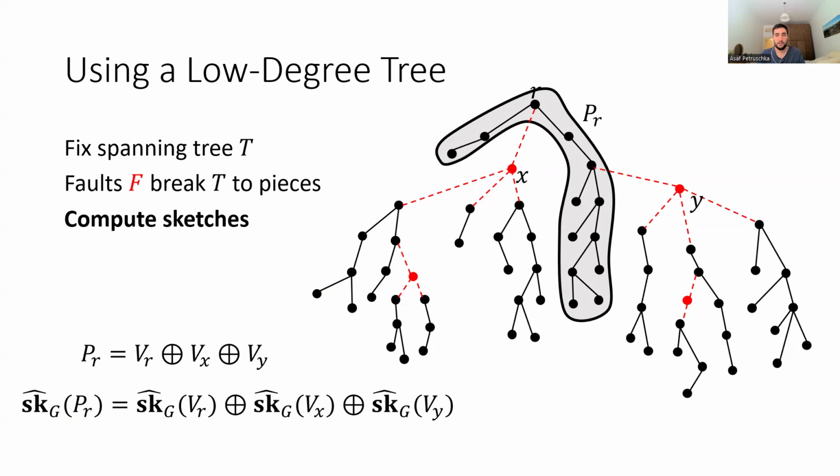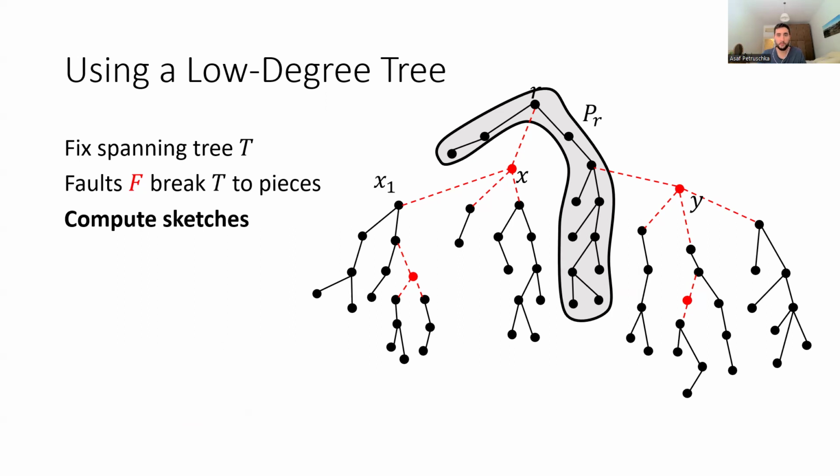So in order to support this sketch computation, we need to somehow find these sketches on the right-hand side. So what we do is we let X and Y store the sketches of their descendants in their own label. And we also make sure to store the sketch of VR, which is actually all the vertices, in every label. So this will give us a way to compute the sketch of the piece PR.